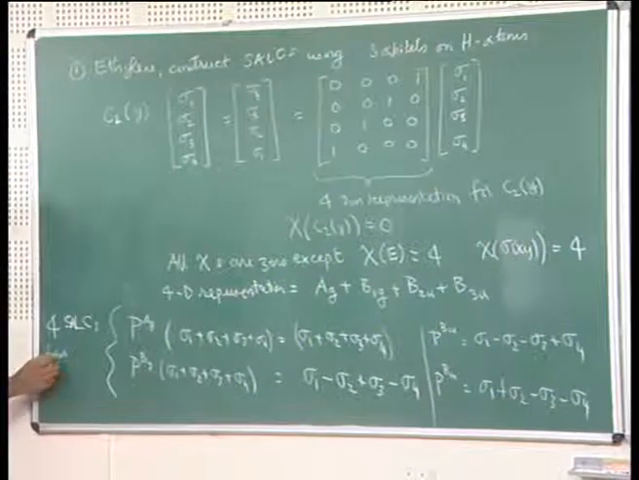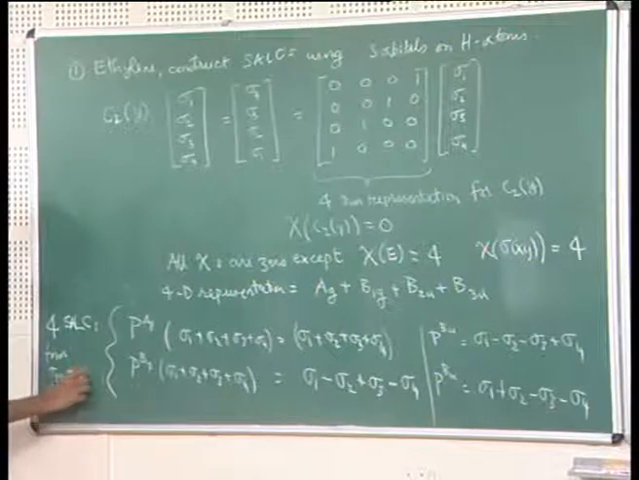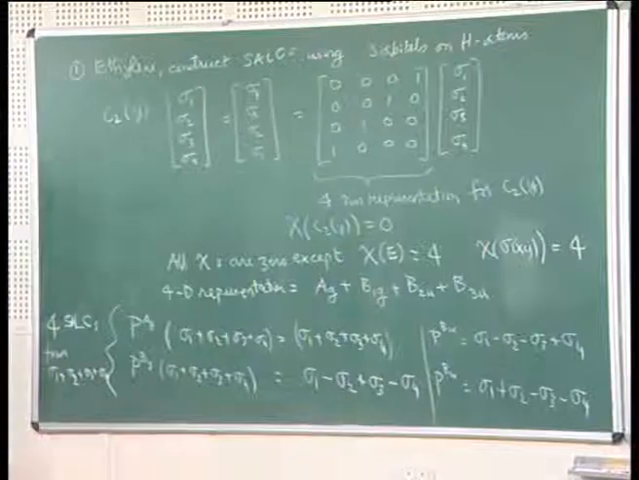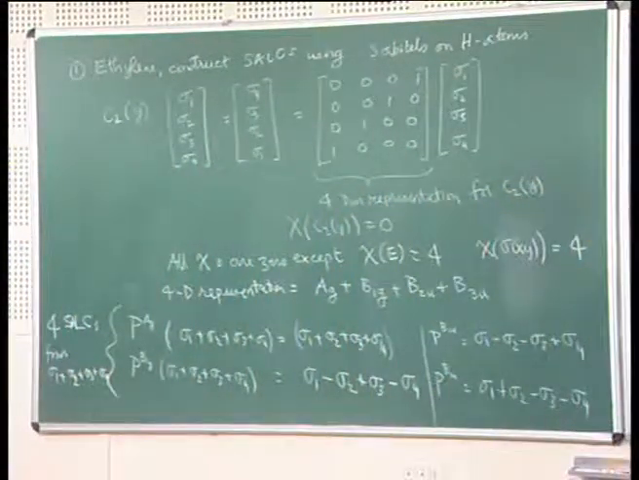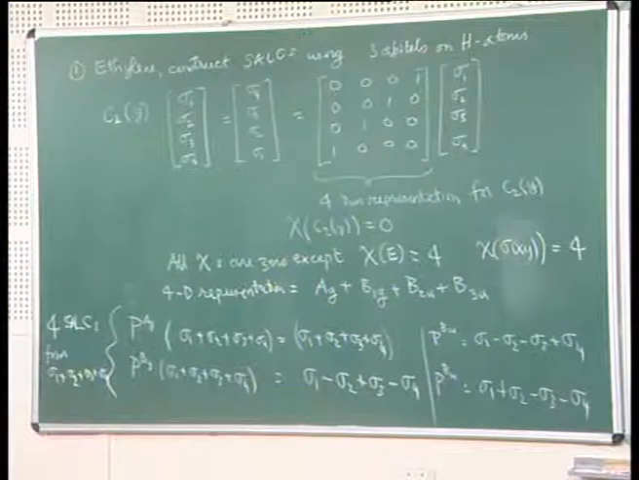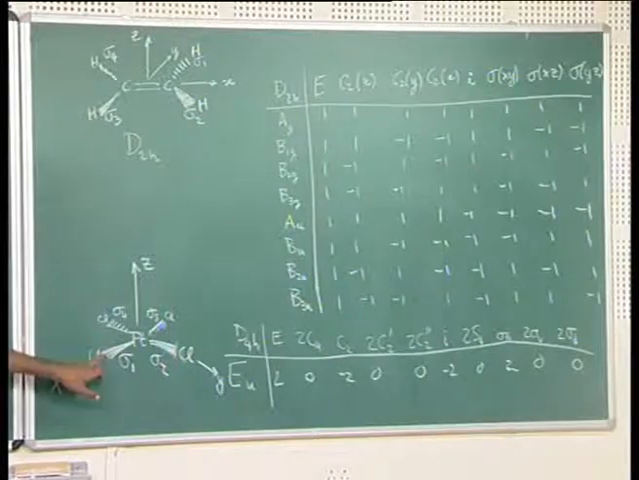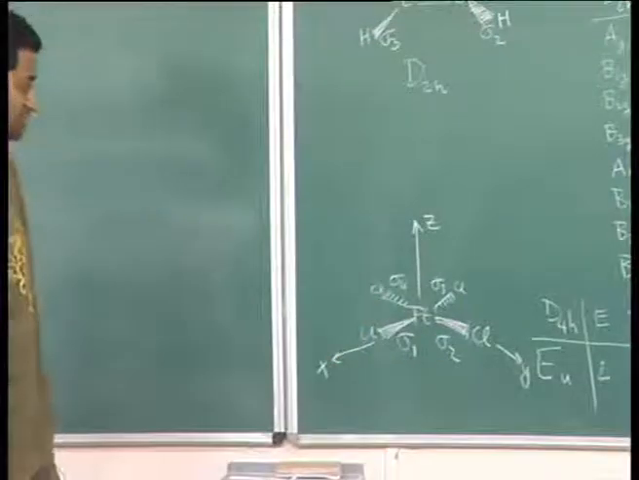So these are the four symmetry adapted linear combinations that we constructed from sigma 1 plus sigma 2 plus sigma 3 plus sigma 4. Okay. So this completes this exercise of how to construct SALCs using the s orbitals of hydrogen atoms. Now the next exercise is slightly more tricky. This involves a two-dimensional representation.